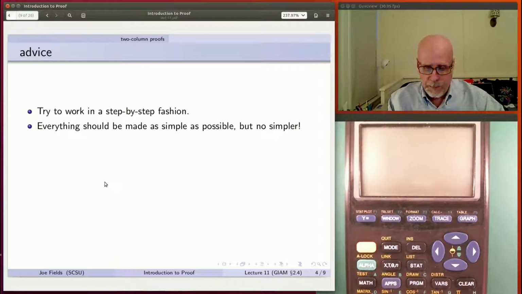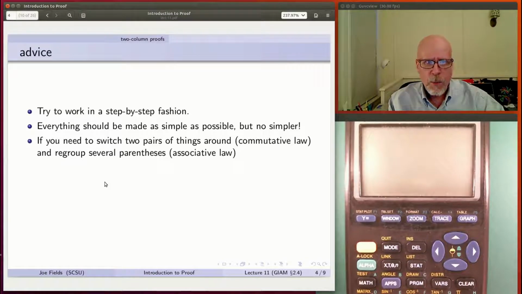Okay, but then again, I like this quote: everything should be made as simple as possible, but no simpler. Our proofs should not be ridiculous. I mean, these are still things that are meant for human beings to read. So what if we had, the commutative law is a great example. You have several things that need to be switched around, several pairs of things, maybe 3 different pairs of things that need to be commuted. Do you have to do that?